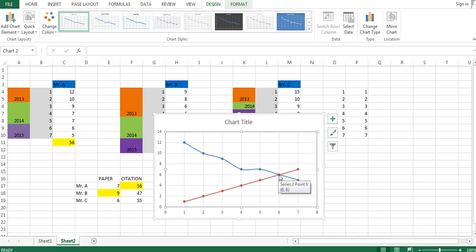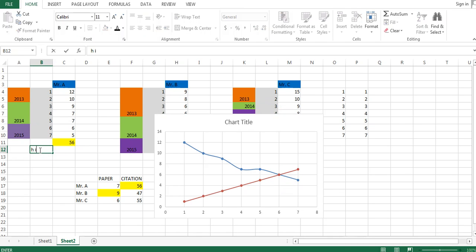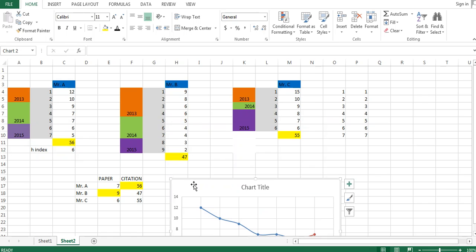You can see this point is 6, 6. So the H index for Mr. A is 6. So I write here H index, I calculated, it is coming 6. I save it. Now I do the same thing for Mr. B.